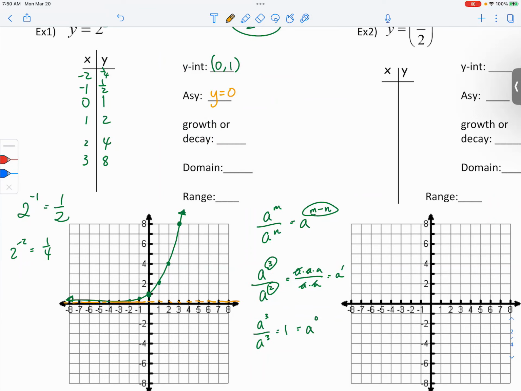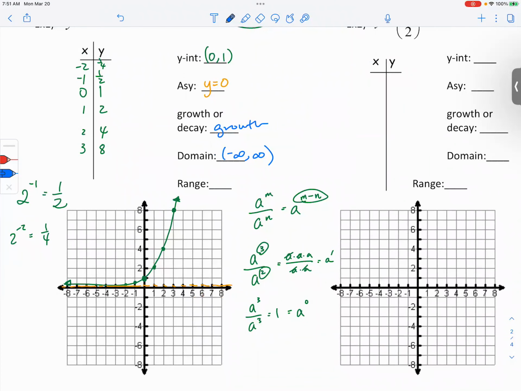So as the graph goes all the way to the left, it leans closer to the x-axis, which is y equal to 0. And we say it is a growth because when we look at the graph from left to right, it is definitely growing. The domain would be all real numbers, so negative infinity to infinity. In pre-calc, you are going to use interval notation, so I want to get you into a habit of writing interval notation. And then the range goes from 0 to infinity.